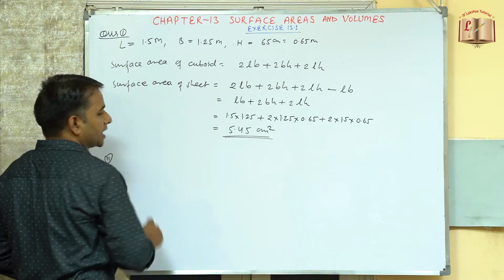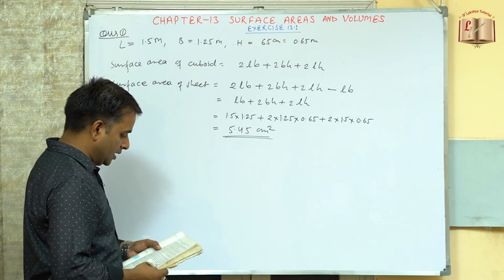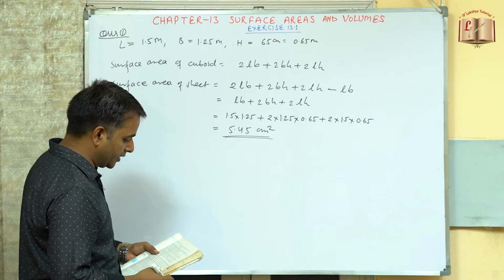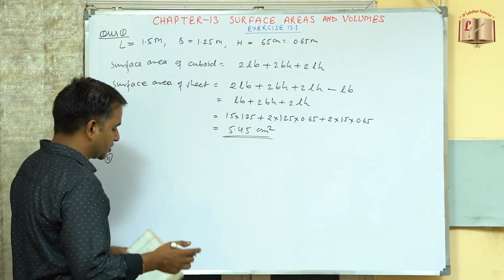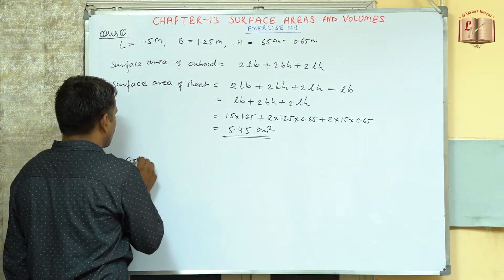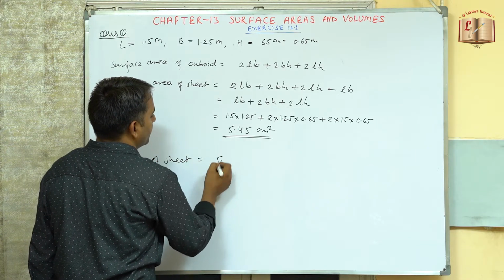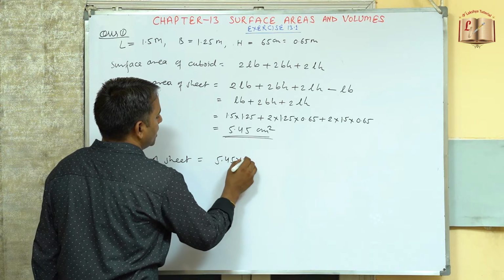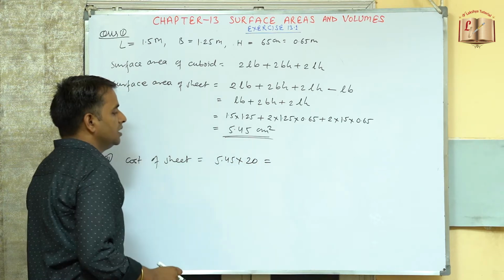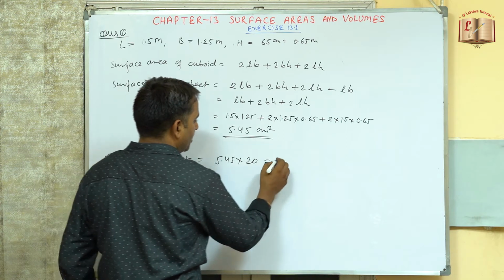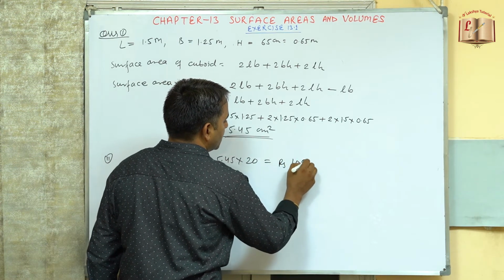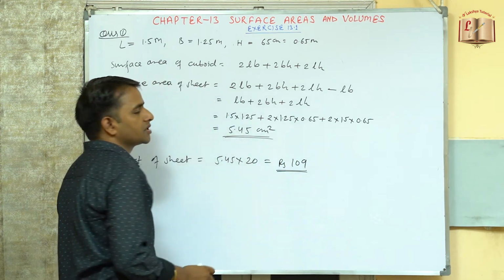Now coming to the second part, the cost of the sheet for it, if the sheet measuring 1 meter square costs ₹20. So cost of sheet is equal to surface area 5.45 into ₹20. So this will be equal to ₹109. So we got the cost of sheet also.